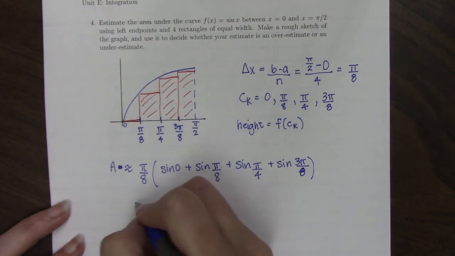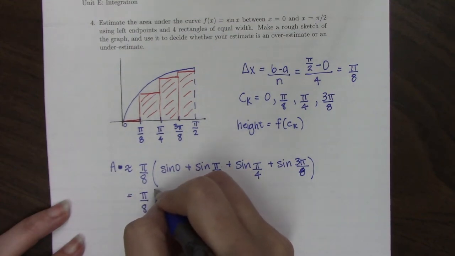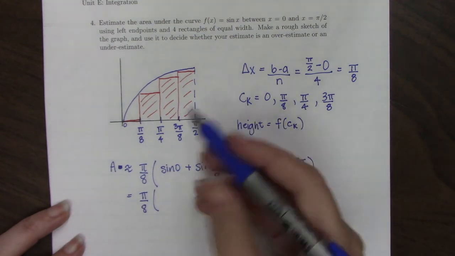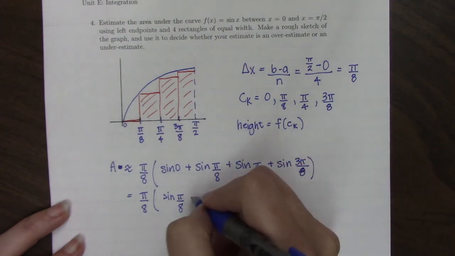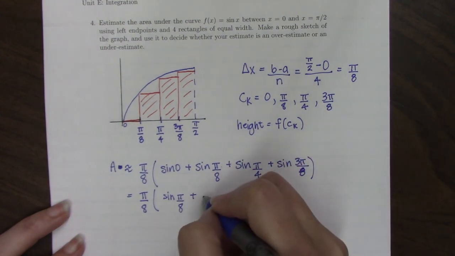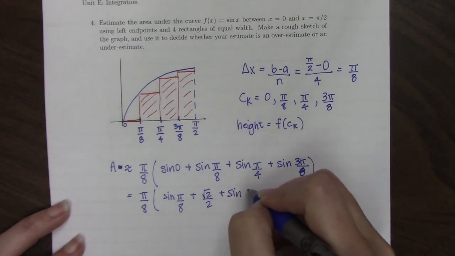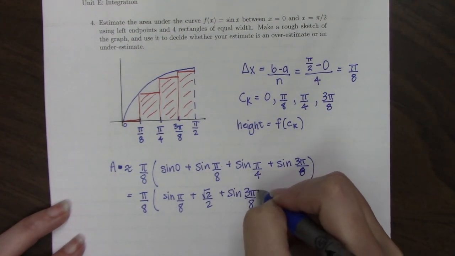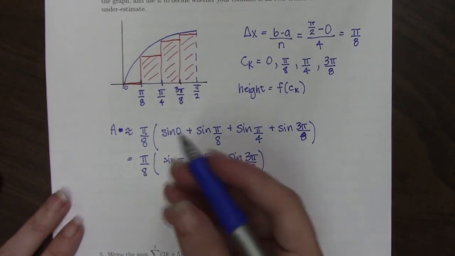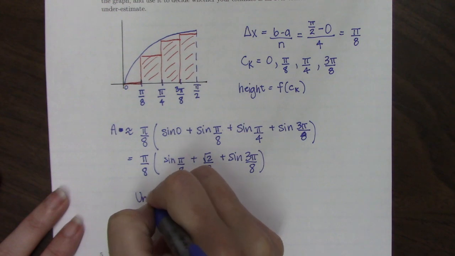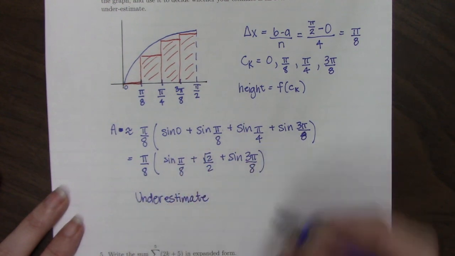And I can clean this up just a little. We know sine of 0 is 0. I don't know what sine of pi over 8 is, not a known value on the unit circle. Sine of pi over 4, however, is square root of 2 over 2, and sine of 3 pi over 8 is also not a known value on the unit circle. So it's about as good as we can get it, and we can see from the sketch it is an underestimate.